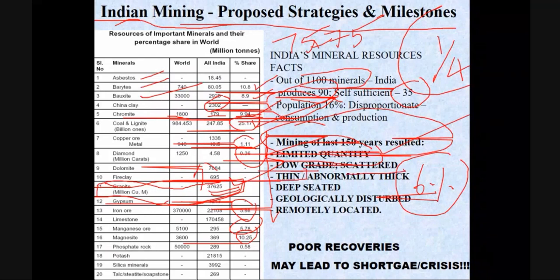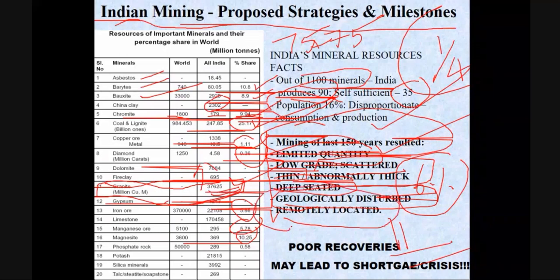Either they are thin deposits or very abnormally thick deposits. And many of them are now only deep seated. The surface deposits are all gone. Now we have only the bottom deposits. And many of the deposits are geologically disturbed. Like in some places where tectonics acted, we did not go for mining because they are pockets. You will not have them in one particular place. And remotely located, yes. Whatever is quite closer to big cities and towns, we have been able to extract. So our concentration is more on the deeper seated deposits and remotely located deposits.